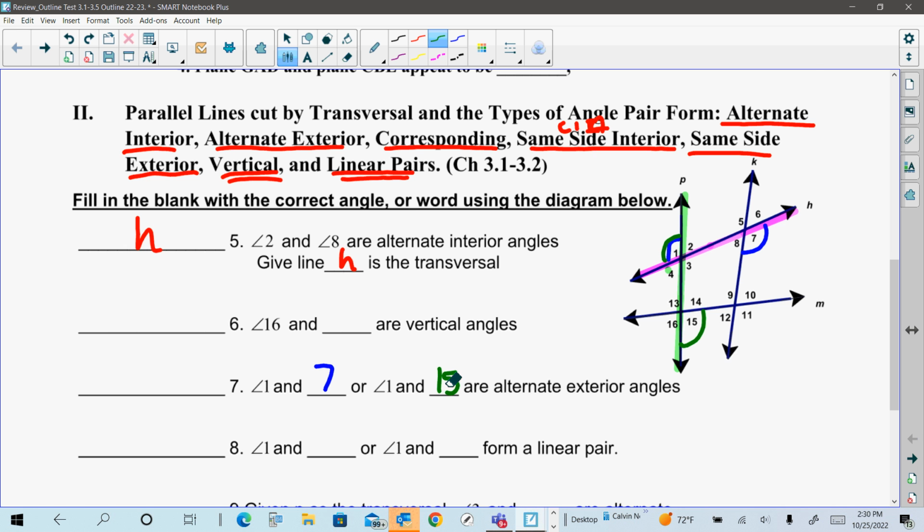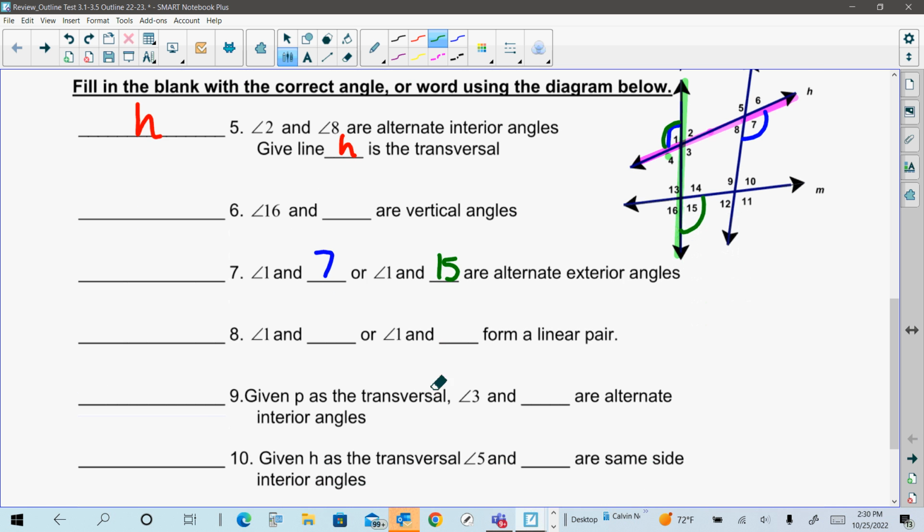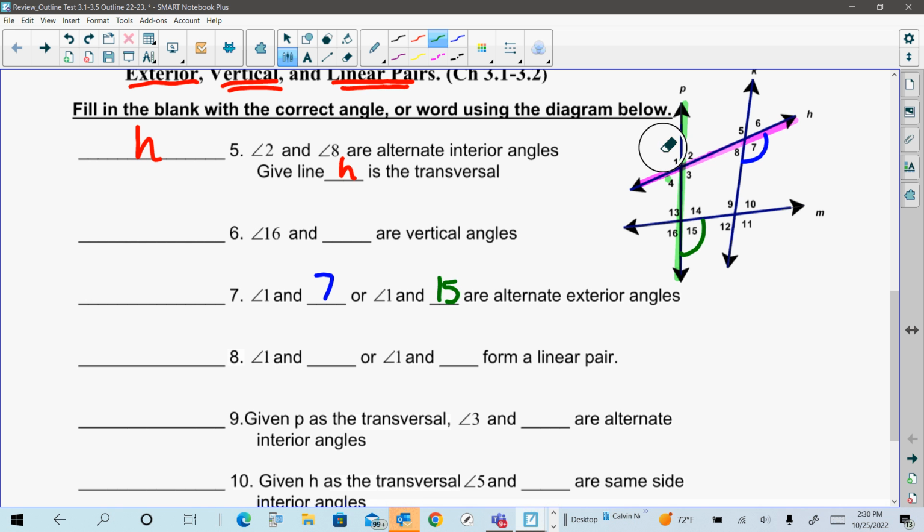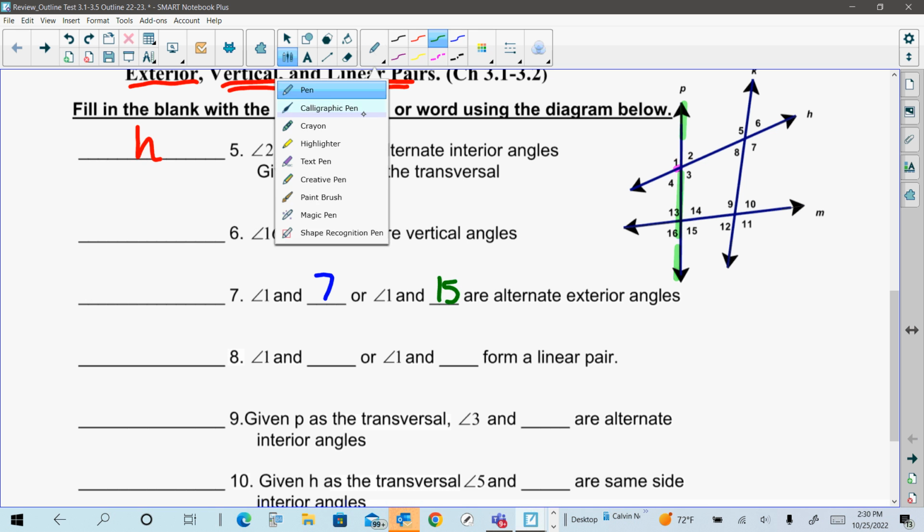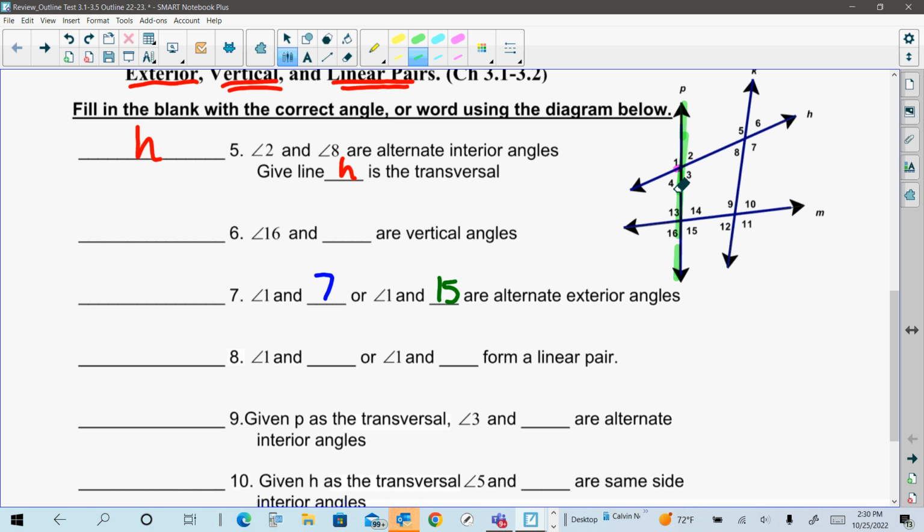Now for 9, it says if P is a transversal, so that means we're going to focus on just line P here. P is our transversal, and we're looking at angle 3. Here's angle 3, and what other angle will be alternate interior? So it has to be in between the lines to be interior. So that would have to be 3 and 13. Alternating means they have to be on opposite sides of the transversal. So that's always a clue to help you see it.